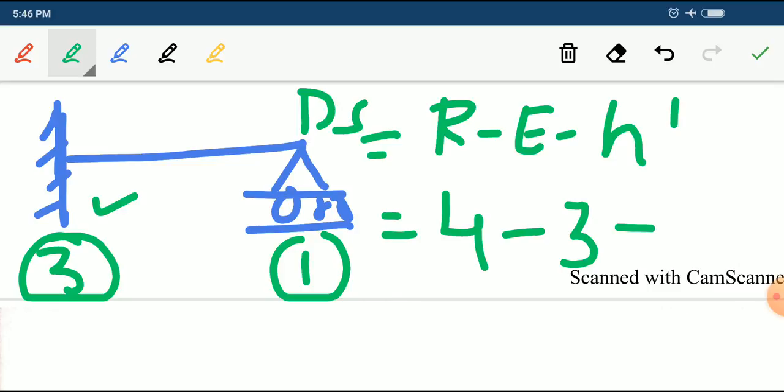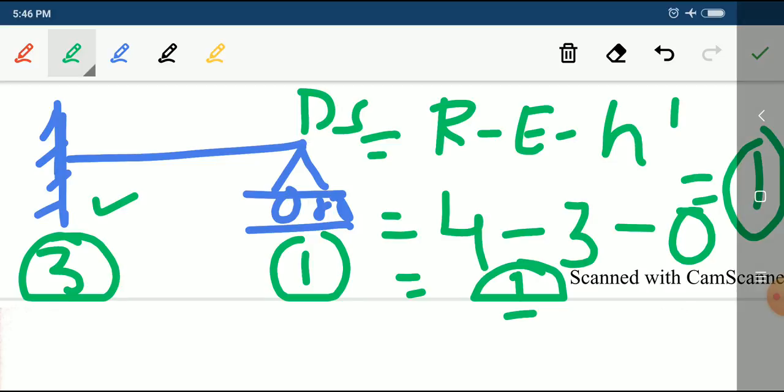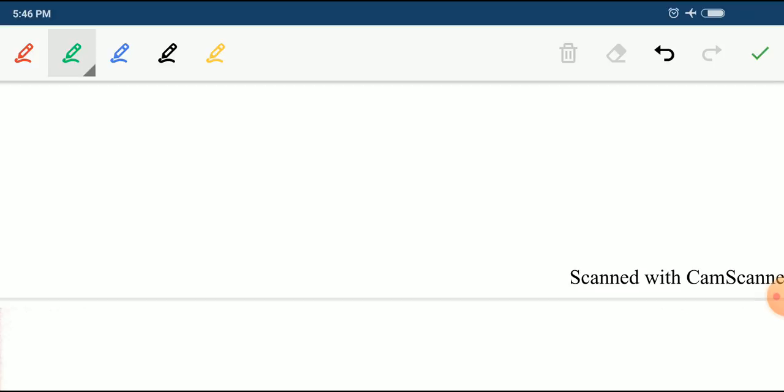Is there any internal hinge there? No. So what is the answer for this question? 4 minus 3 is equal to 1. So Ds for this beam is equal to 1. Okay, we will move on to the next question now.